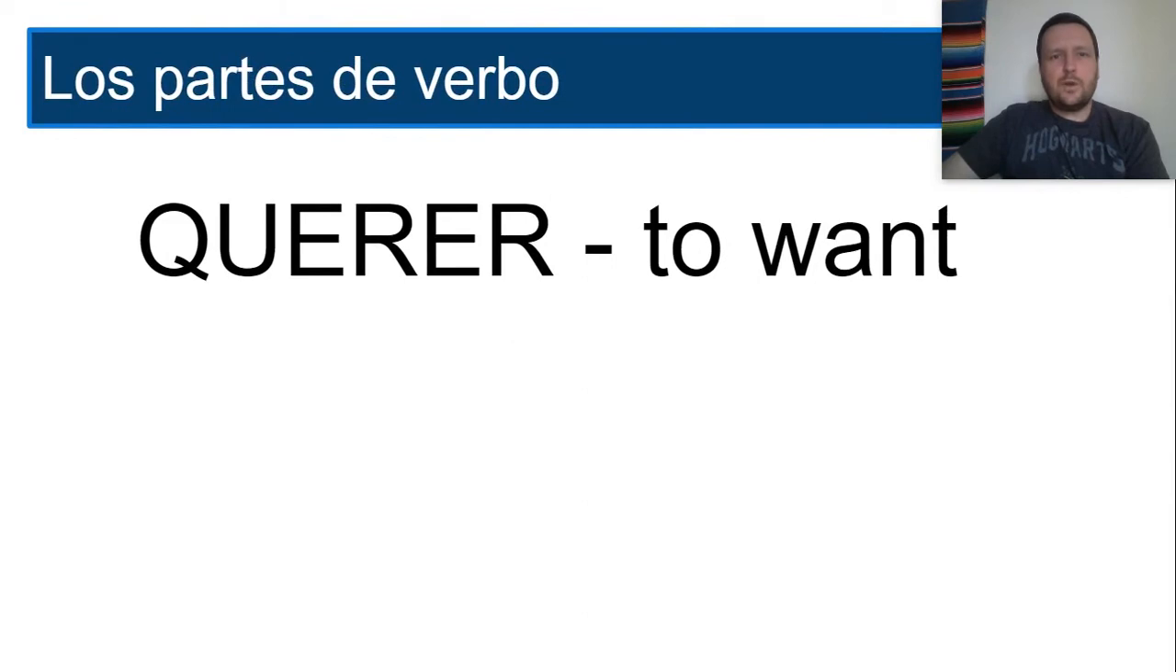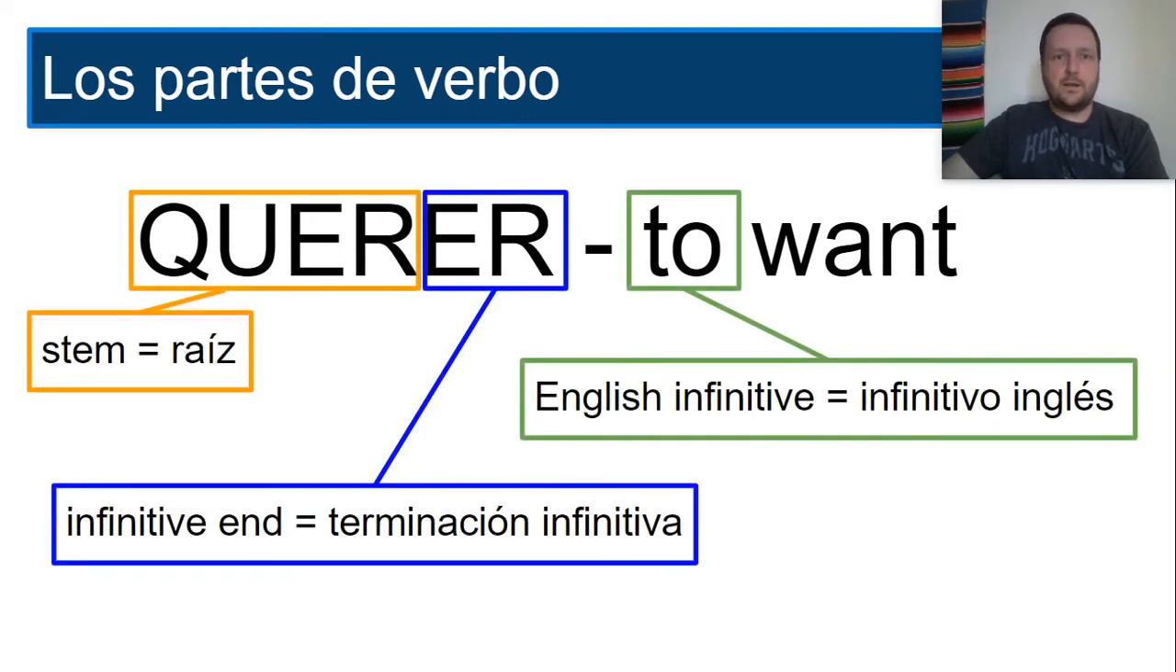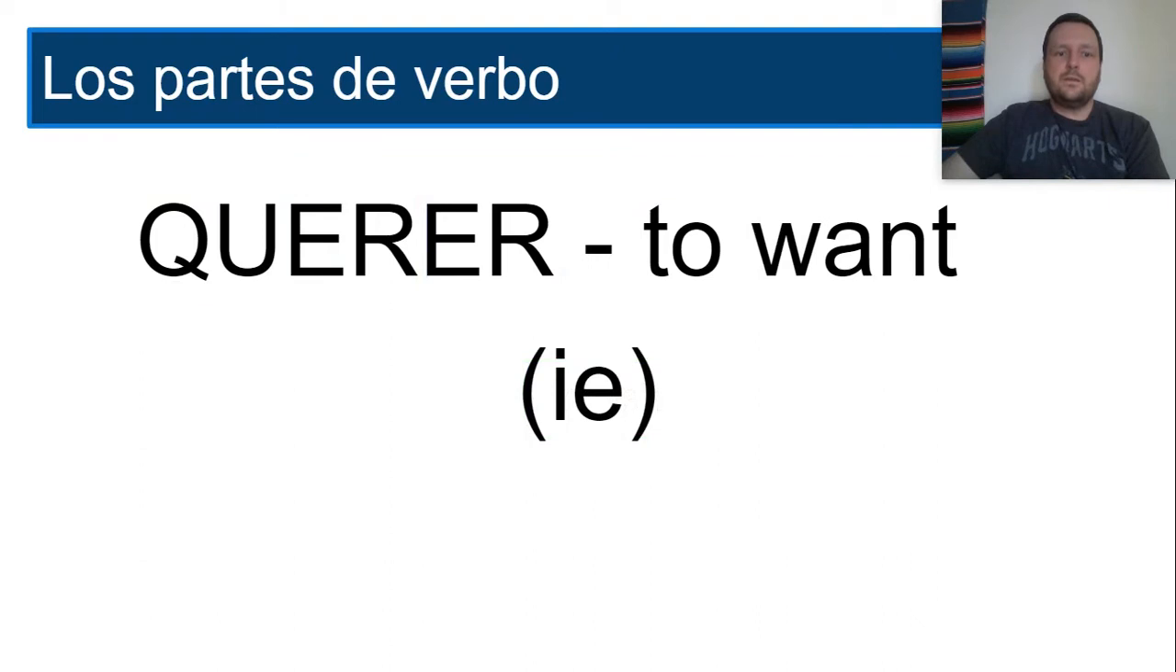Let's look at a verb, though, that's only a stem changer and doesn't have any irregular yo forms. Maybe it'll be a little easier to understand. This verb is querer, to want. Now, querer has all the same parts that tener has: an ER ending for its infinitive, QUER for the stem, and obviously it has an English counterpart, to want. Now, this is an IE stem changing verb.